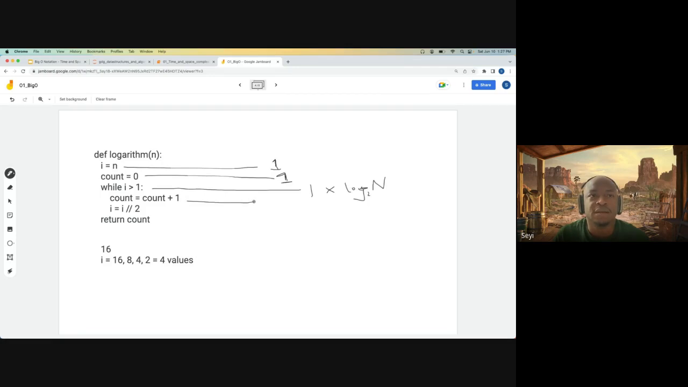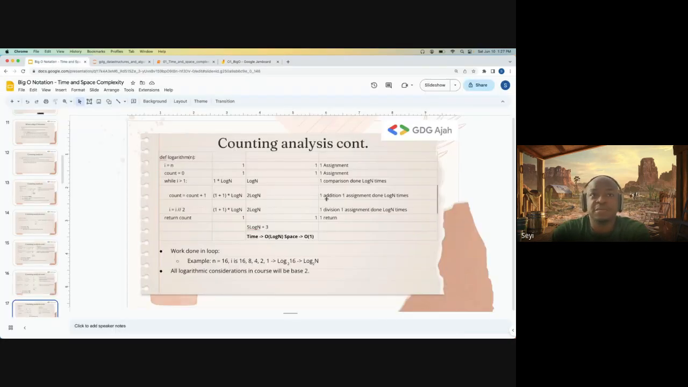So for this one here, we are doing an addition and an assignment, right? And how many times are we doing this within the loop? We are doing it log n times. For this one too, we are doing 1 division and 1 assignment, and we are doing this log n times because it's within the loop. And for this one, we are doing it once. So I'll go back to our slides and just explain it from there.